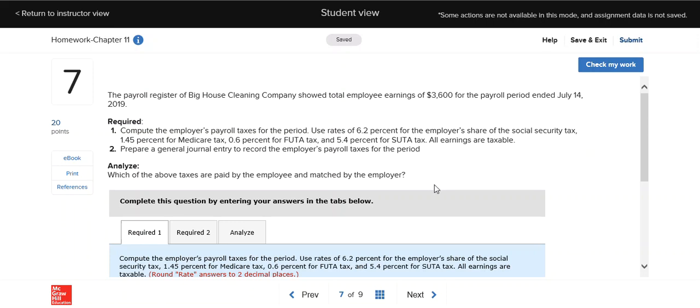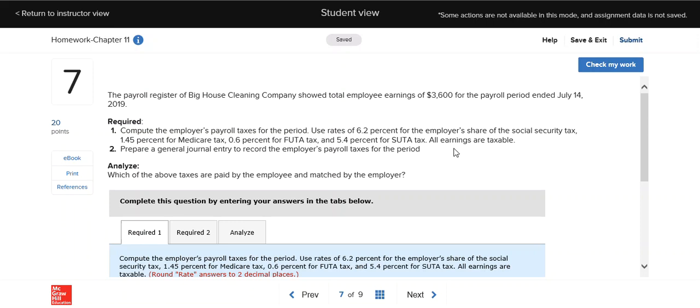So we're still working on payroll, and this says the payroll register of Big House Cleaning Company showed total employee earnings of $3,600 for the payroll period ended July 14th, 2019. It says compute the employer's payroll taxes for the period. We've got 6.2% for Social Security, 1.45% for Medicare, 0.6% for FUTA, which is federal unemployment tax, and 5.4% for SUTA, which is state unemployment tax.